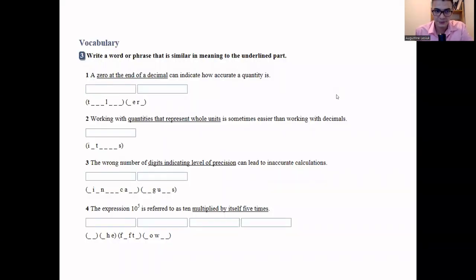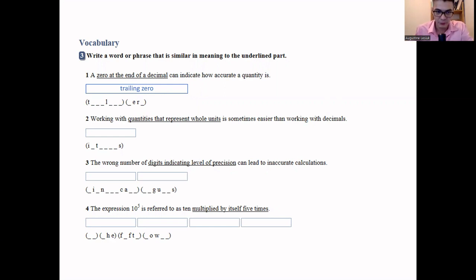Here are the answers. So a zero at the end of a decimal can indicate how accurate a quantity is. We call this zero a trailing zero. So the trailing zeros happen after the decimal. So at the end of the decimal, we have these zeros. We call them trailing zeros. If we have the zeros before the decimal, we call those a leading zero, as was mentioned in the passage.